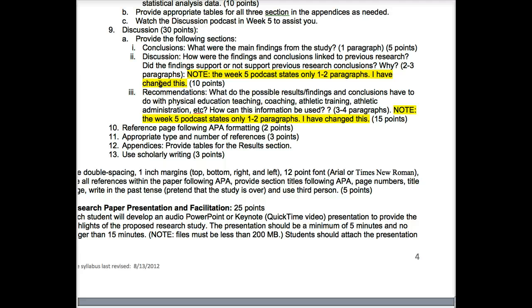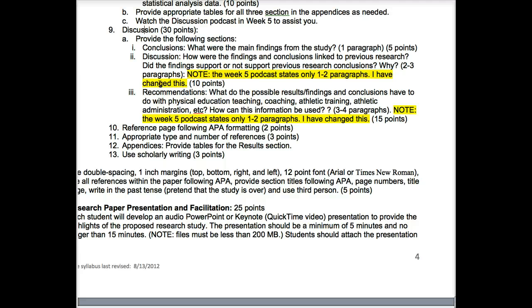You'll see there in yellow highlighted that I have a podcast in Chapter 5 where I state that this section is only 1 to 2 paragraphs. I've changed this. Now it's 2 to 3 paragraphs. So please pay attention to that.